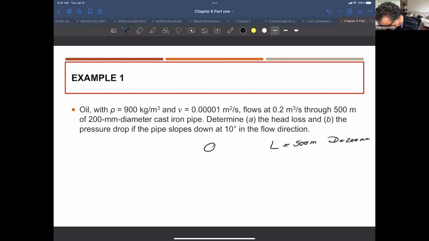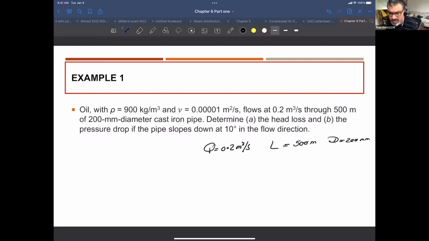Okay, the flow rate is 0.2 meter cube per second. The viscosity is given for this fluid, and the density is also given. What he is asking you to determine is the head losses. The Bernoulli equation presents every term in terms of head: the pressure head, the velocity head, the kinetic head, right? That's why the loss is going to be a loss head. So what will be the losses in this case?